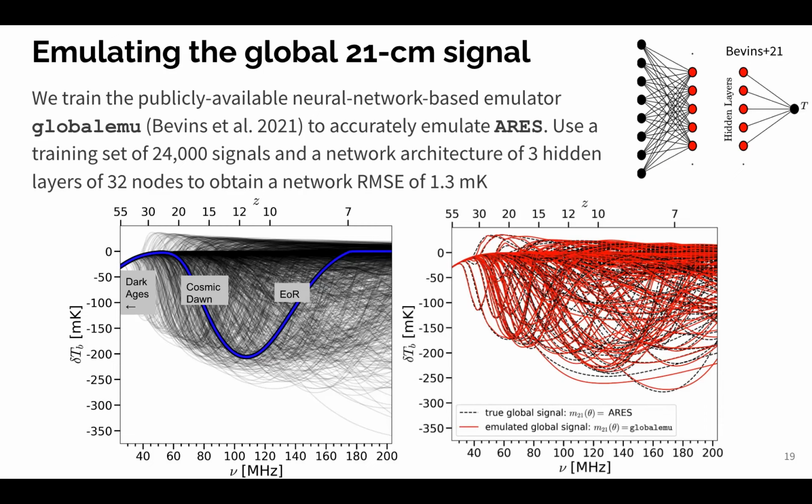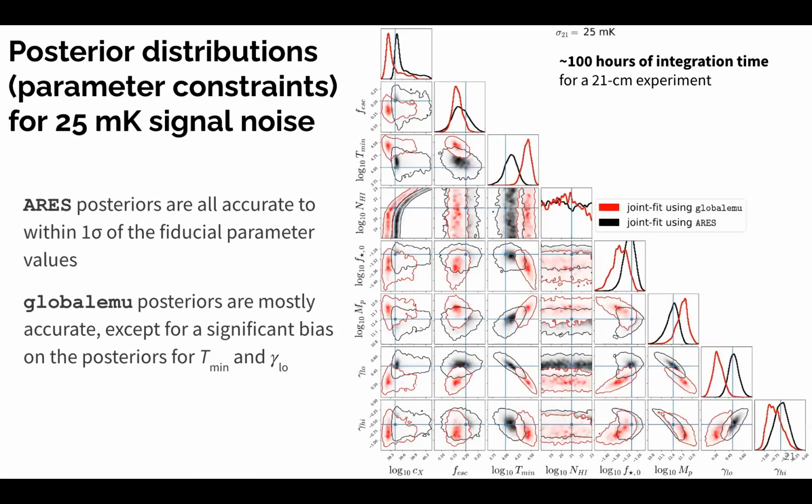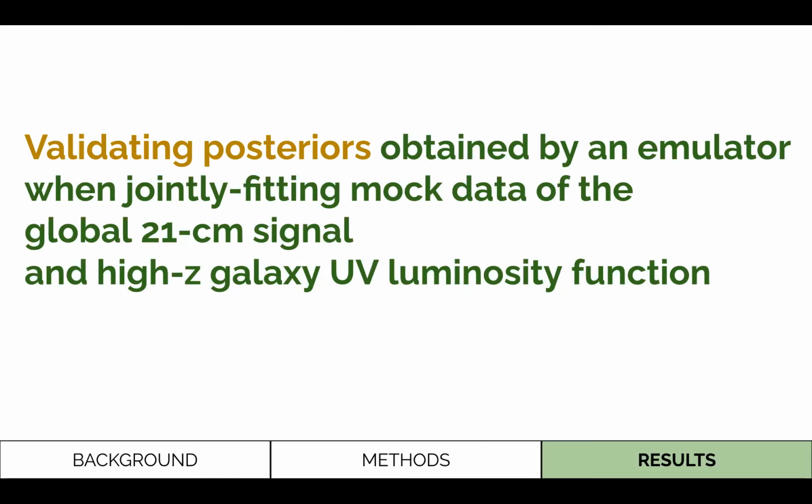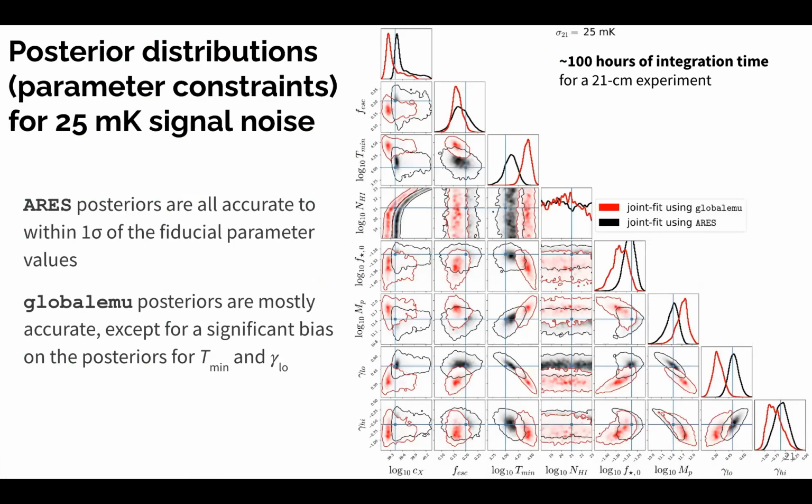Now that we've discussed emulating and modeling the global signal, we can go on to discuss some of the results. What happens when we use this emulator in the likelihood to obtain parameter constraints, and what happens when we use Aries in a likelihood to obtain parameter constraints? For the first time, we're able to compare those and evaluate the accuracy of emulators. So let's talk about those parameter constraints.